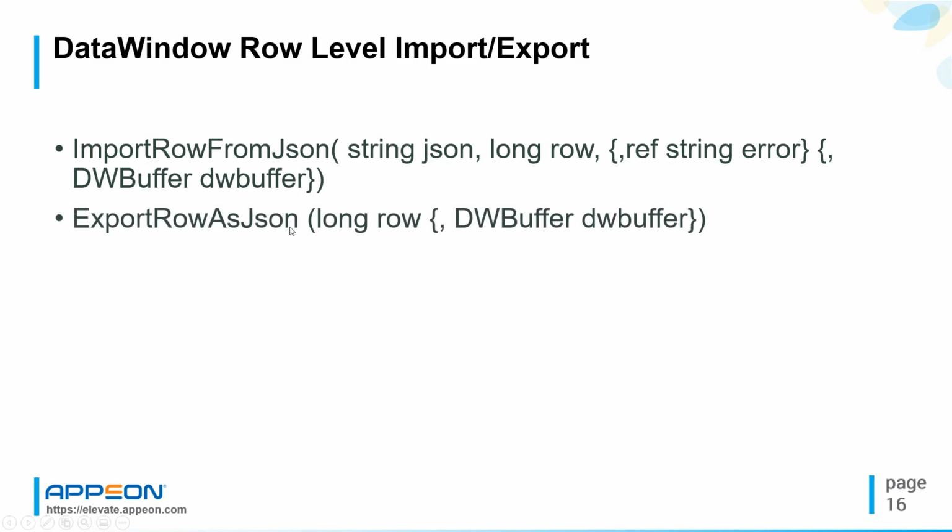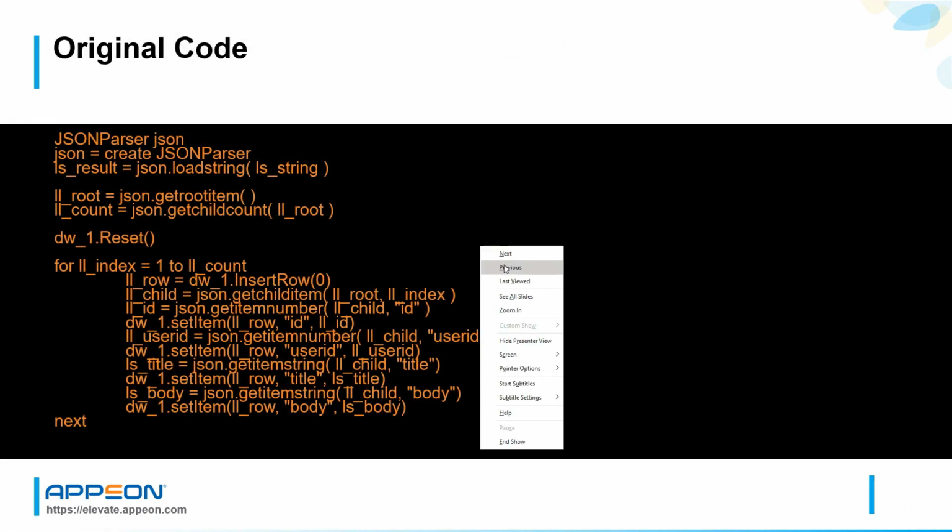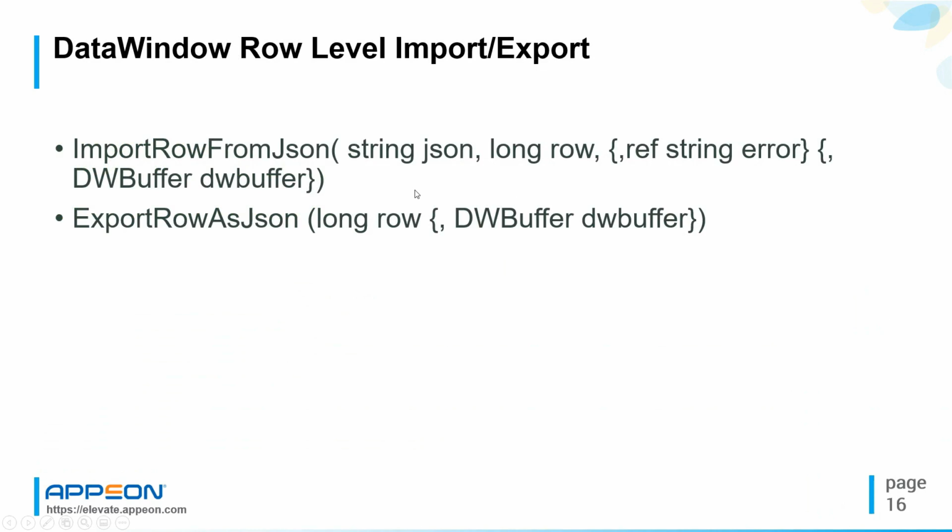And then the export row as JSON, the only arguments there are the row you want to export, and then optionally which buffer you want to export it from. Default being, of course, the primary, but that would allow you to export JSON out of one of the other buffers as well. There was something I wanted to mention here.